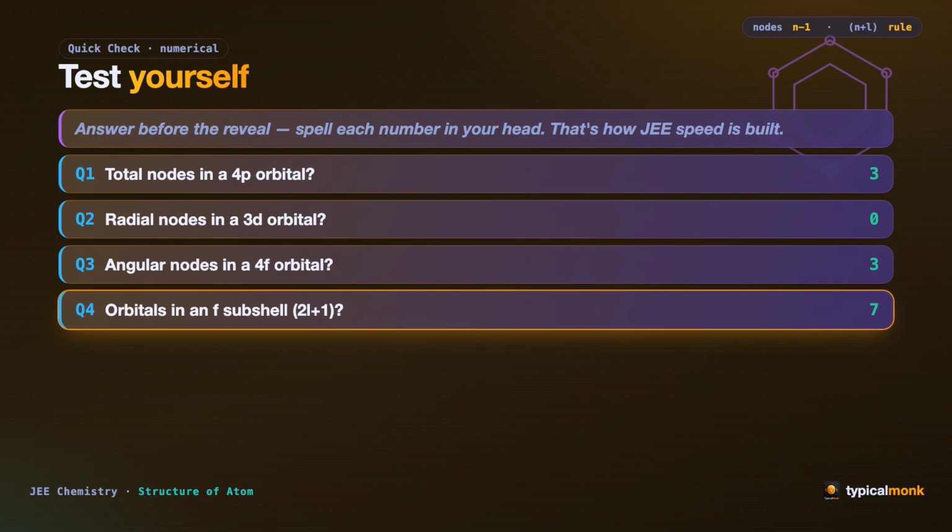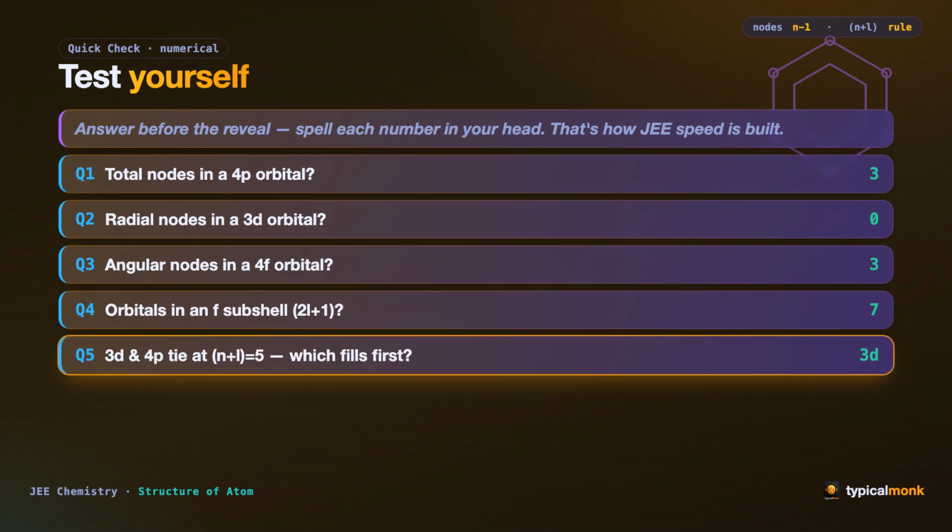Question 4. How many orbitals are there in an f subshell? Using 2l plus 1, l is 3. So 2 times 3 plus 1, 7 orbitals. And question 5. The classic. 3d and 4p tie at an n plus l value of 5, which one fills first? By the tie-break rule, the lower n wins. So 3d fills first. If you caught everyone, you've truly understood today's class.